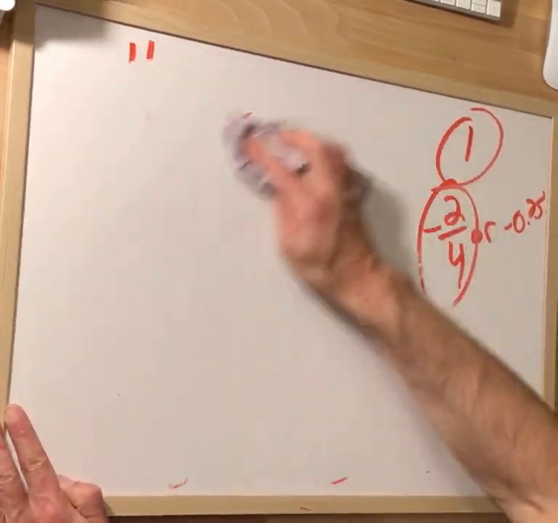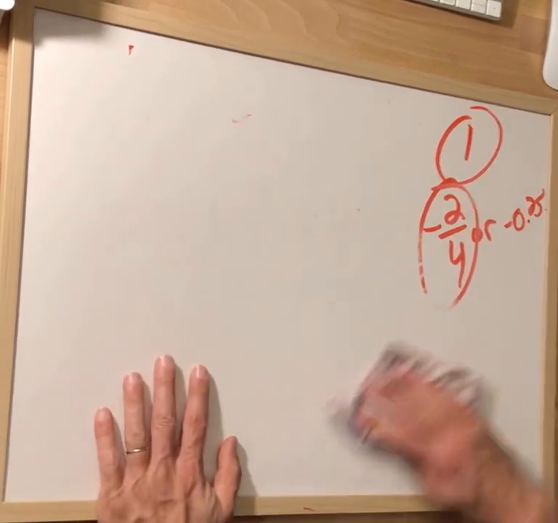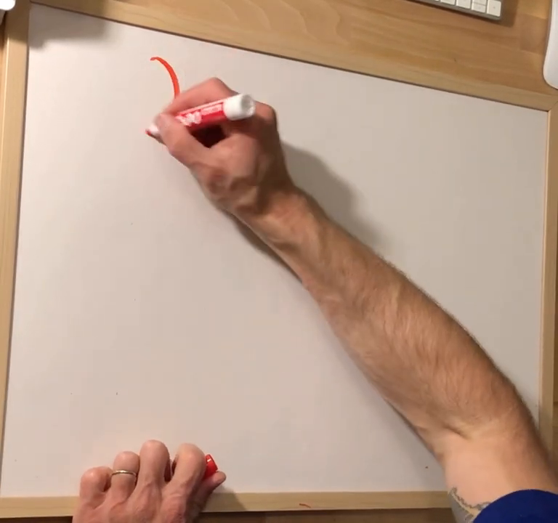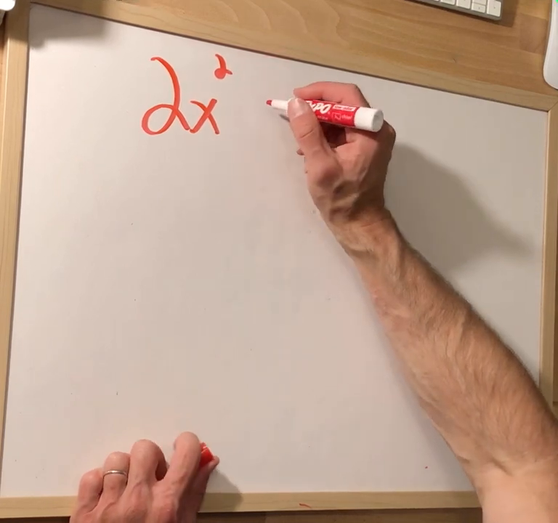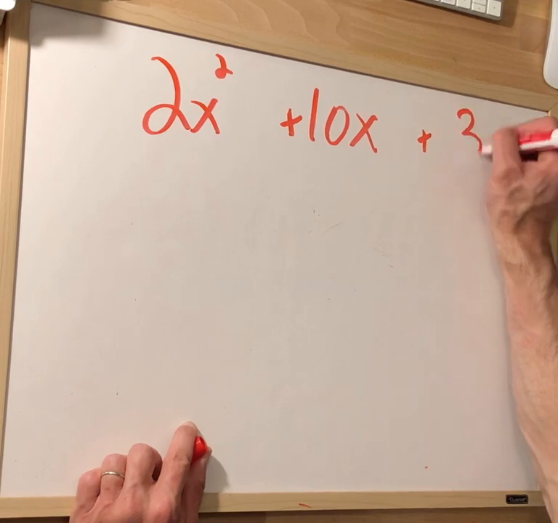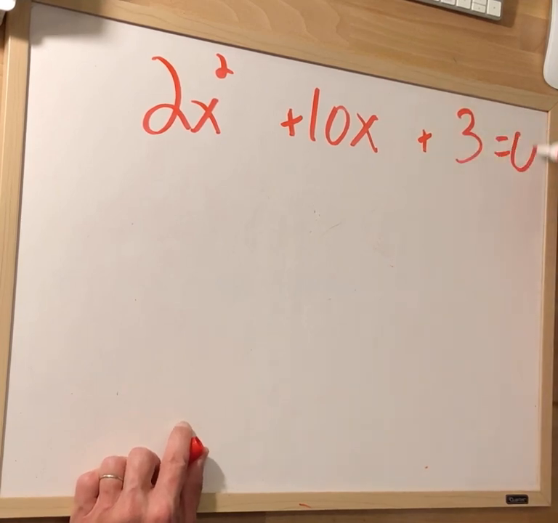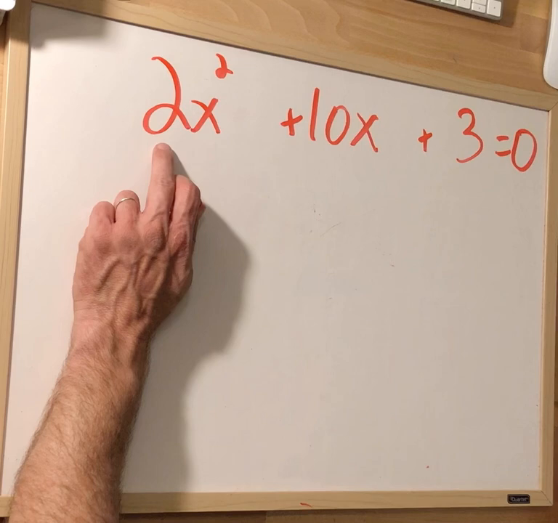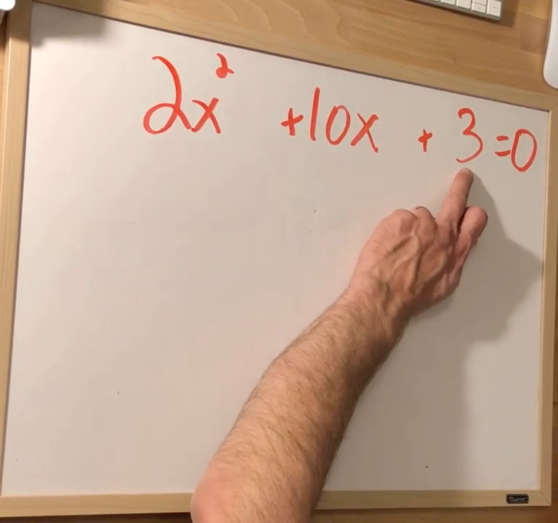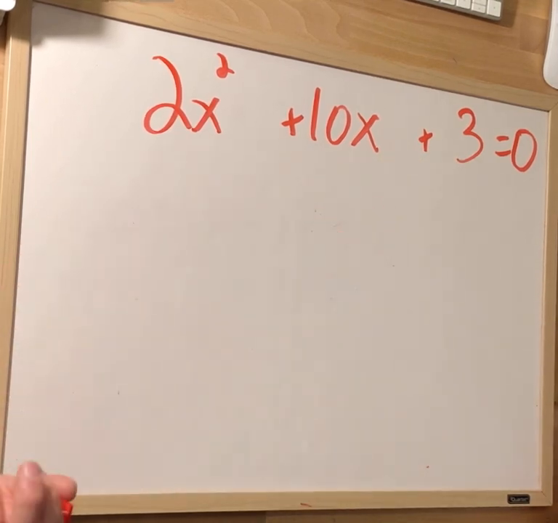Second problem. You should be able to look at this problem right here and say, okay, well, my a doesn't equal 1 right off the bat. 2x squared plus 10x plus 3. Your a doesn't equal 1. You can't factor this 2 out. Secondly, you can't find two numbers that multiply together to get 3 and add together to get 10. That's impossible. So this scenario is an indication of why you would use the quadratic formula.